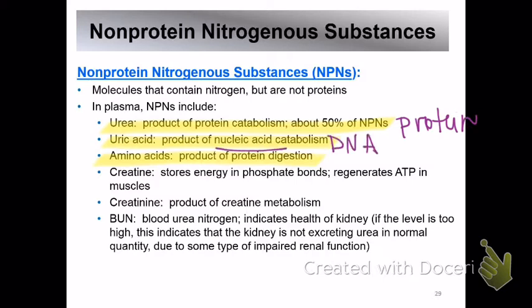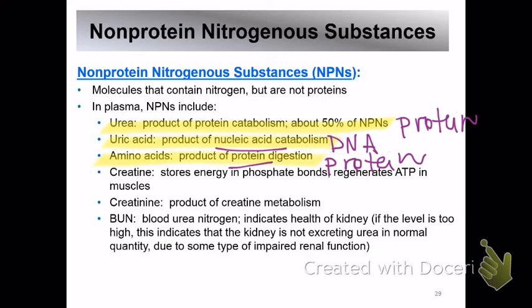Uric acid is DNA breakdown, right? Nucleic acid. And then the amino acids is also protein. Okay, creatine is what stores energy, and some people will take creatine supplements. And creatinine is a product. You get creatinine when you break down creatine.